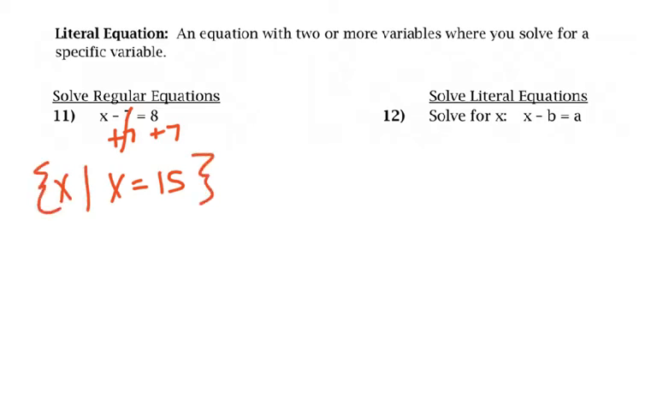Now for number 12, we're going to solve this equation for x. So x minus b equals a, and we're going to solve it for x. So I want to get x by itself. You're going to do exactly the same thing, and that's why we have it set up this way. So I'm trying to get x by itself, so I'm going to add b. I'm going to have x is equal to a plus b. Now they're not like terms, I can't do anything, so that's just your answer.